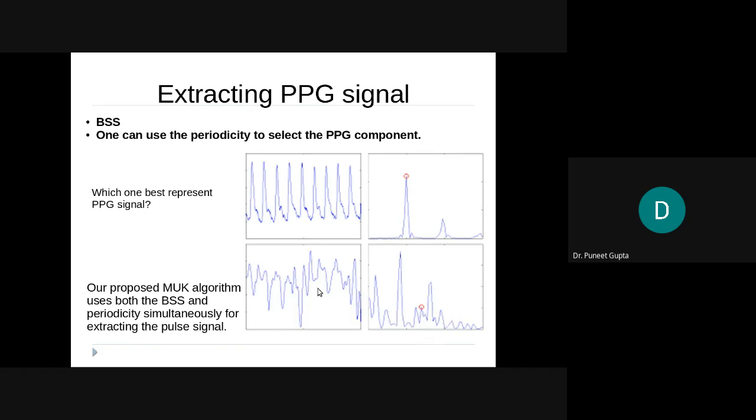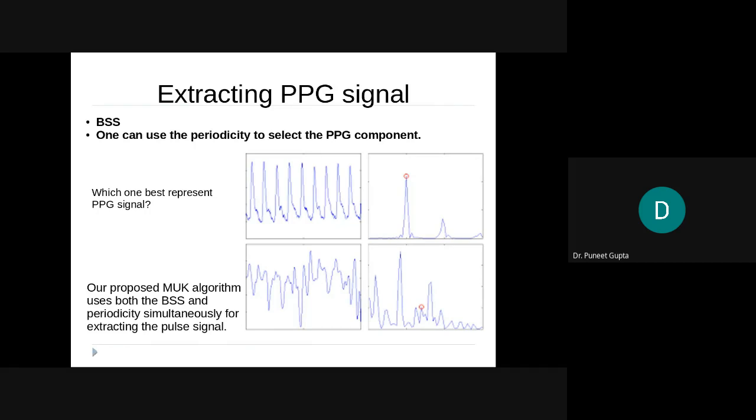It is composed of lots and lots of frequency components, and it's not that periodic. So these are the two things that researchers have extensively used for extracting the pulse signal. First one is BSS, blind source separation. Second one is the periodicity.